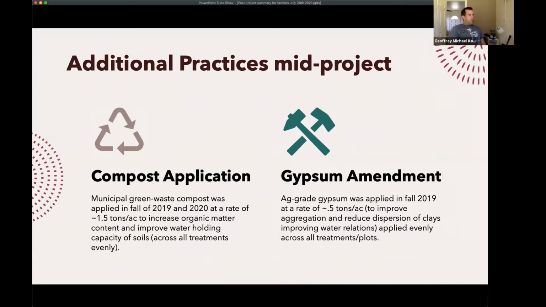Yeah. So there were some other practices that were introduced kind of mid-project, compost application and gypsum amendment. We kind of talked about it, I remember, and I think that compost application, in my opinion, is always good. So if it can be afforded or justified, go for it. And the gypsum amendment was meant to address the acidity issue and help to cause some better aggregation and work with the water relations to improve those.